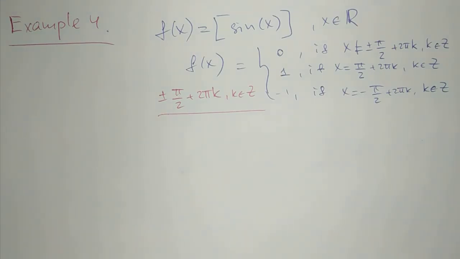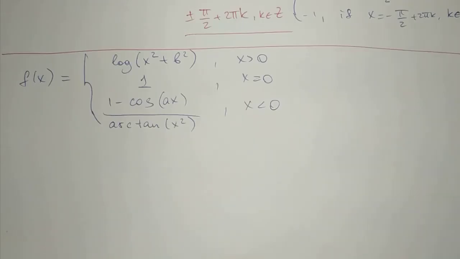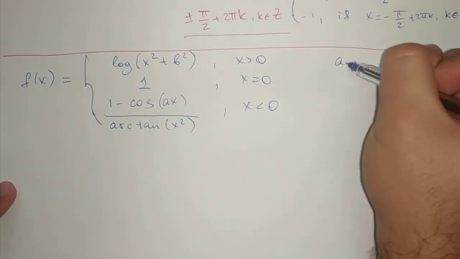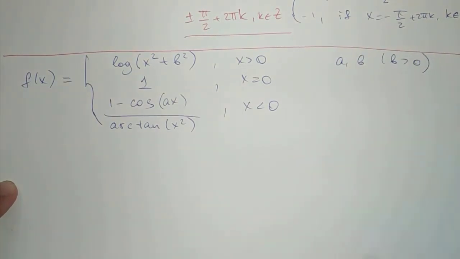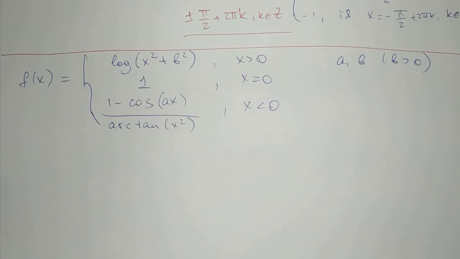Okay, now let's consider the next exercise. Find a and b so that the function f of x is a continuous function. So a and b, where b is positive. So here we need to use the definition of discontinuities, the discontinuity points, I mean. The function is continuous if there exists a limit.